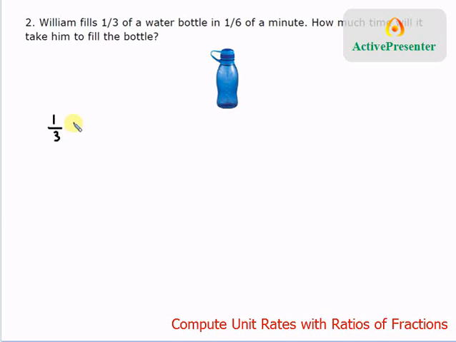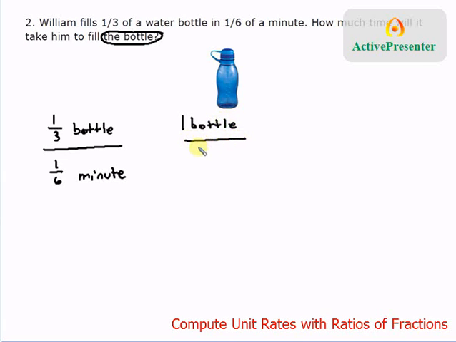1/3 of a bottle in 1/6 of a minute. Okay, so there's our ratio, 1/3 of a bottle in 1/6 of a minute. Now, how much time will it take him to fill the bottle? Well, notice that we have the bottle. There's only one bottle, so this is going to be a unit rate. We're going to fill the bottle, so we know that we have one bottle, and we do not know how many minutes that takes. So we'll put an x there to indicate that we don't know.